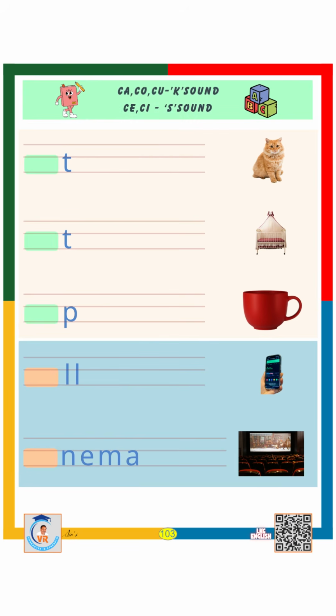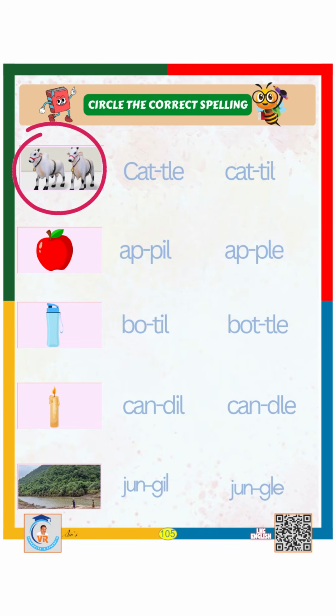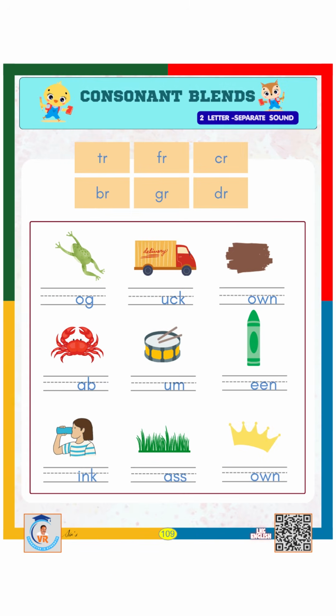Why? C sounds K with cat, S with cinema, as shown in a simple form. Cattle, apple. Apple spelling should be A-P-I-L. Why is this A-P-P-L-E? Two-letter separate sounds.